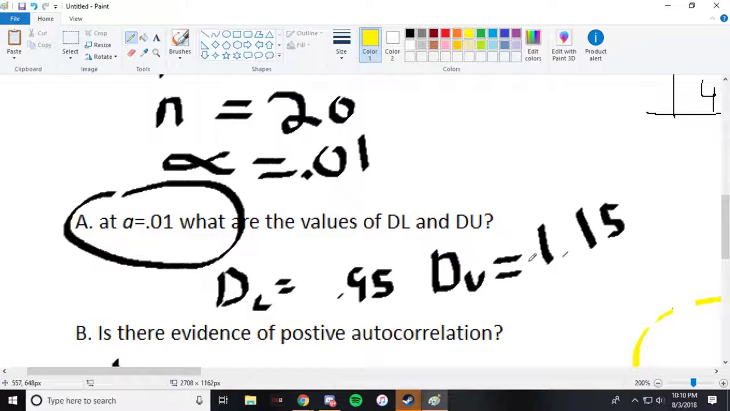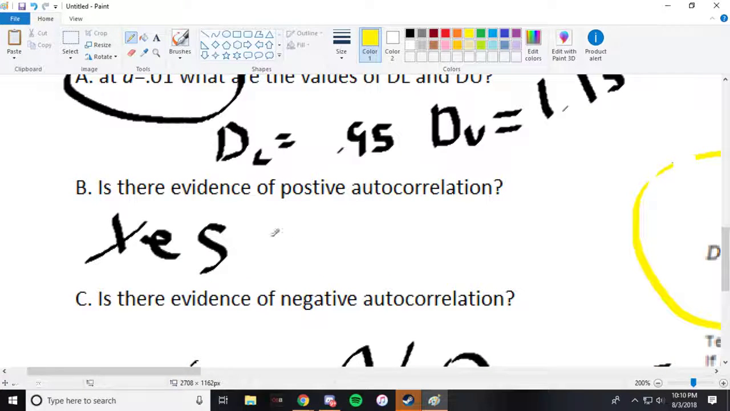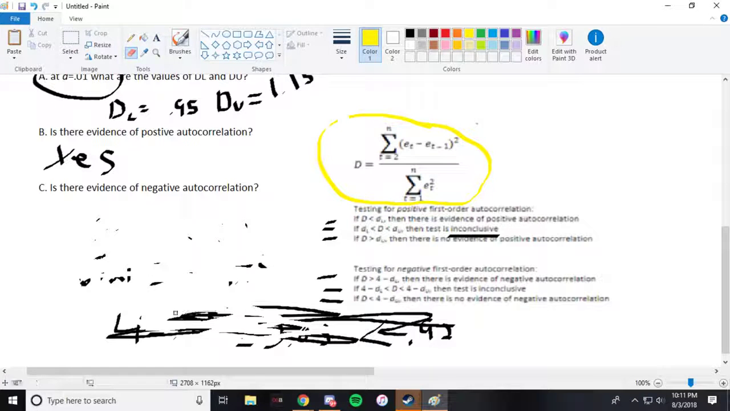Now, these are the values that are going to tell us if there is a positive or a negative autocorrelation, and it can also tell us if these tests are inconclusive, which I will cover in another video. So the first question is, is there evidence of positive autocorrelation? I've already filled this in because I just solved this problem. I'm just doing it again because I messed up. Let me erase some stuff real quick, just to clean it up. I guess it really doesn't matter too much. Let's get on with the video.